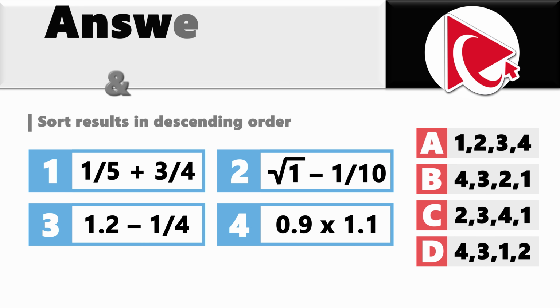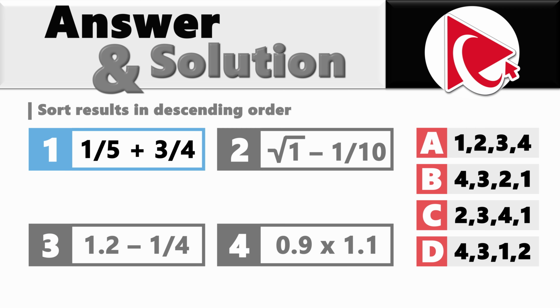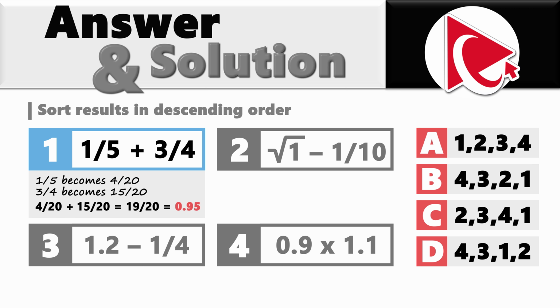The easiest way to solve this challenge is to complete the calculations and convert the results into the decimal system. In the first expression, to add these fractions, you need a common denominator, which is 20. So 1/5 becomes 4/20 and 3/4 becomes 15/20. 4/20 plus 15/20 equals 19/20 and equals 0.95.